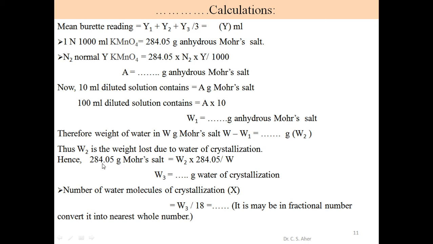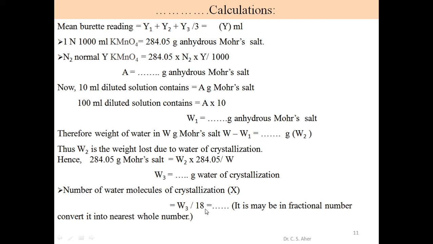Hence 284.05 gram of Mohr salt is equal to W2 into 284.05 divided by W. This W is the weight taken during the experiment, the weight of hydrous Mohr salt. This W2 is the loss in weight. So this calculation gives W3. What is W3? W3 is the weight in grams of water of crystallization. It is the weight of water molecules of crystallization. The number of water molecules of crystallization is X, calculated by X equal to W3 upon 18. This 18 is the molecular weight of a water molecule.